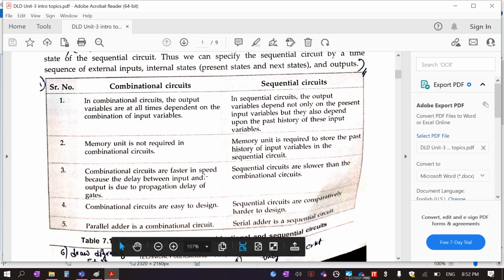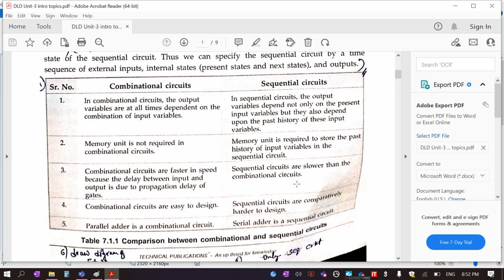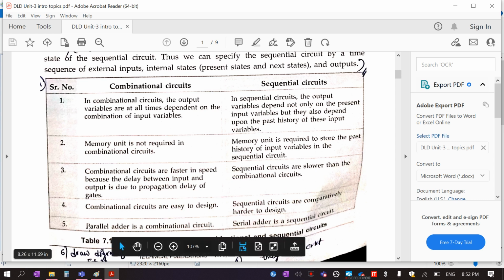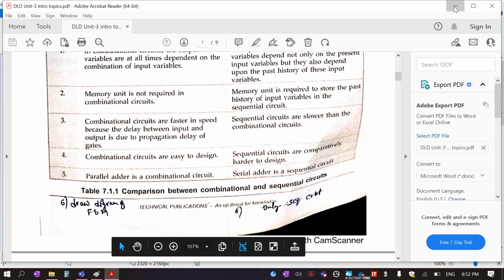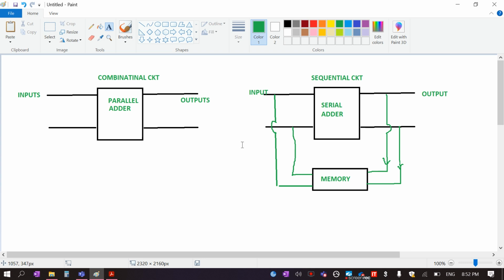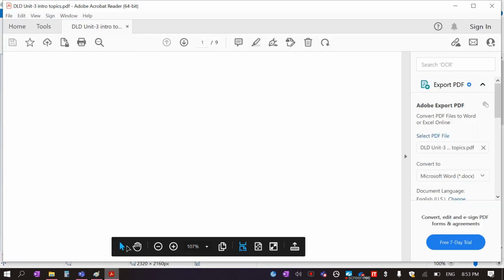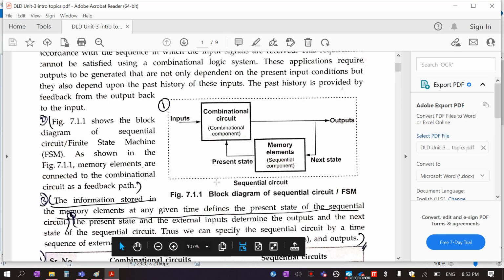Coming to here, combinational circuits are easy to design, sequential circuits are comparatively harder to design. Combinational circuits are faster and sequential circuits are slower than combinational circuits. Examples are the parallel adder for combinational and the serial adder for sequential circuits. These are the two diagrams for the combinational and sequential circuits. I think you got it right.